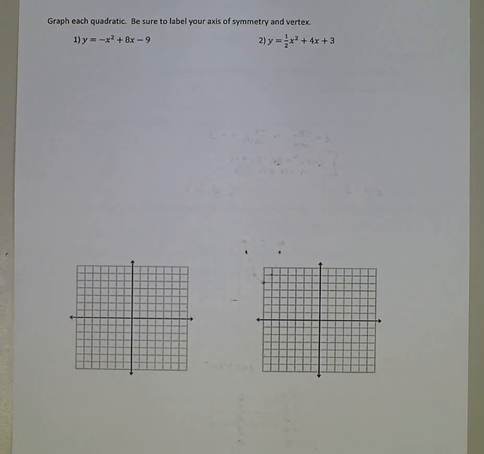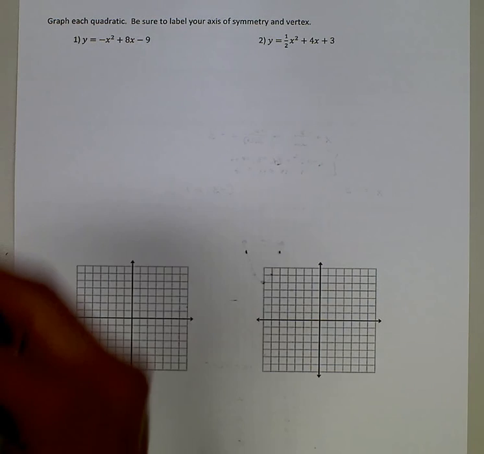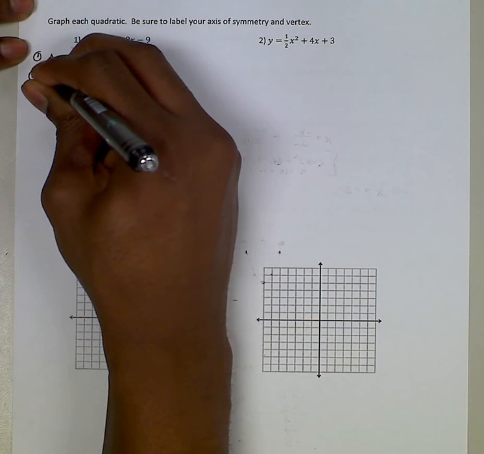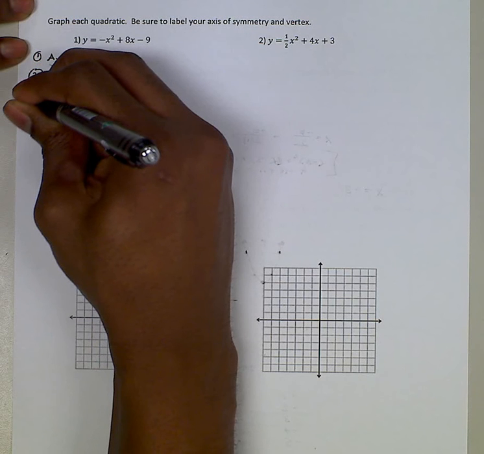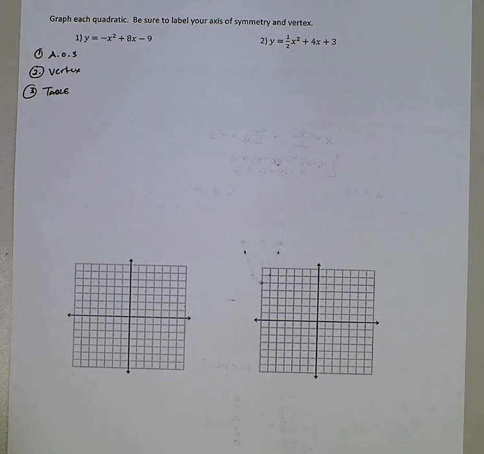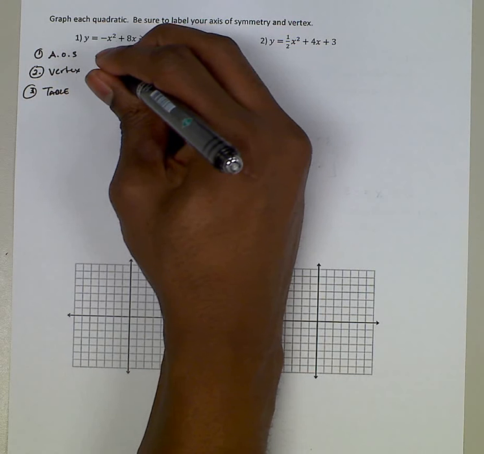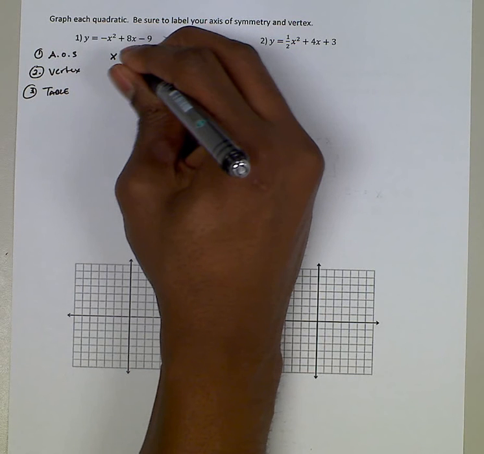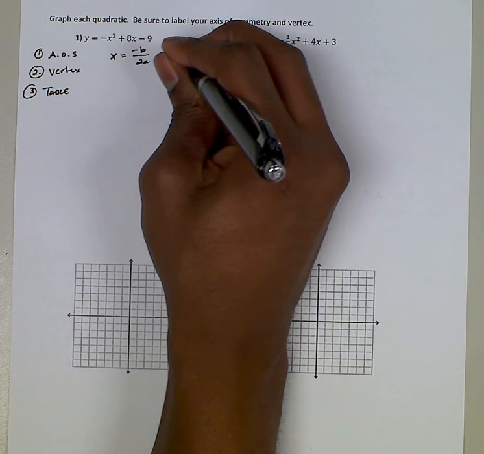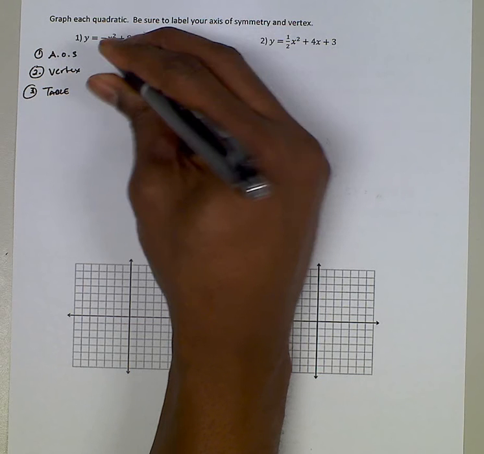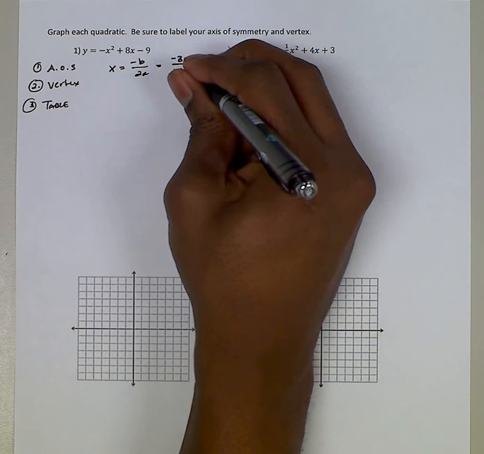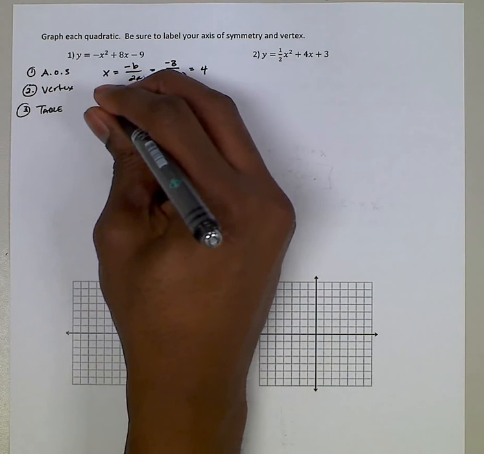Alright, so remember that process is the same process that we're going to use. We're going to find the axis of symmetry, we're going to find the vertex, okay, and then we're going to fill in the table. And after that, we'll plot our points. So our axis of symmetry is going to be x equals opposite b over 2a. For this problem, b is 8, so opposite b will be -8. 2 times -1. Okay, because this -1 is in front of here. So we have -8 divided by -2, which gives us 4. So our axis of symmetry is at x equals 4.